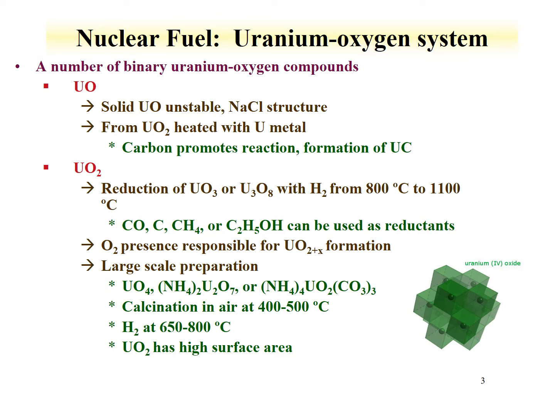Large-scale preparation is from a host of compounds that can be calcined in air. This would generally form either UO3 or U3O8, and then treated with hydrogen at a higher temperature. Under these cases, the resulting UO2 has a relatively high surface area. And here's the crystal structure of uranium dioxide.